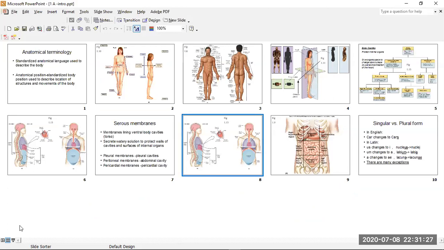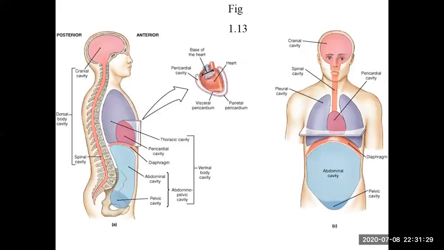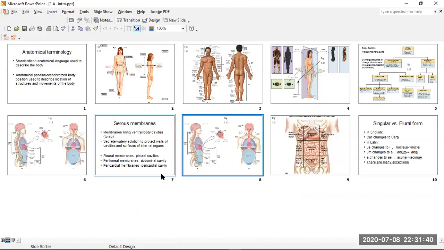So we'll use this as a reference once more. Within the anterior portion of the abdominal cavity, there's what's known as a peritoneal cavity.